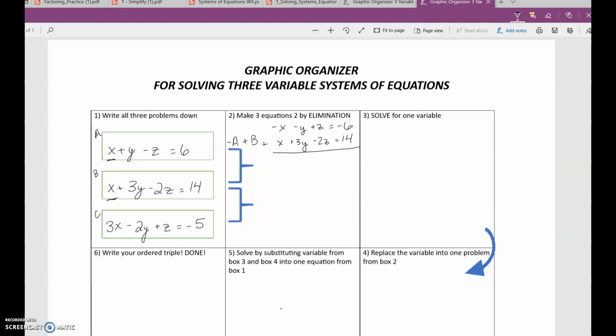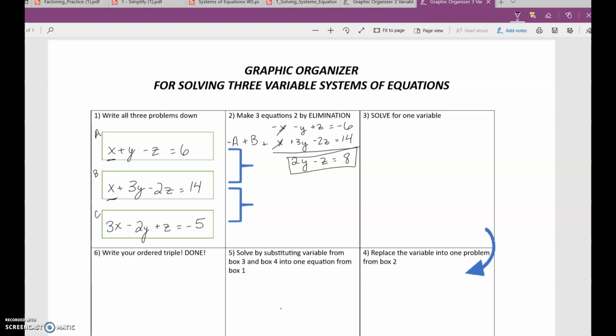Okay, and then we're going to cancel out terms and simplify those together. So I have the x's that cancel out. I have a positive 2y, a negative z, and then a positive 8. Okay, so that's one of my equations.